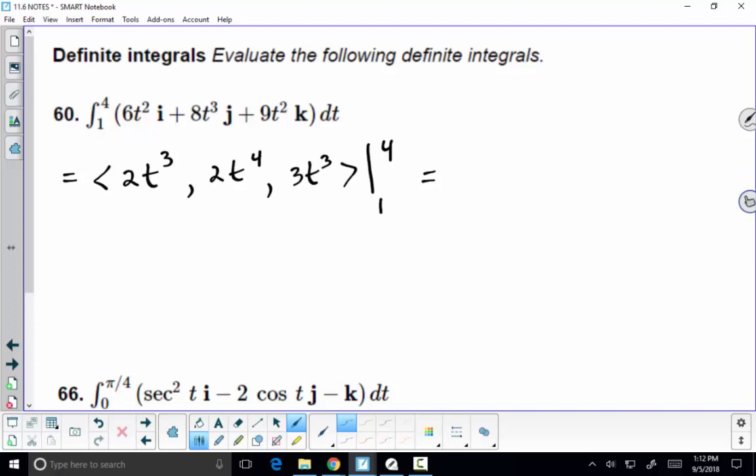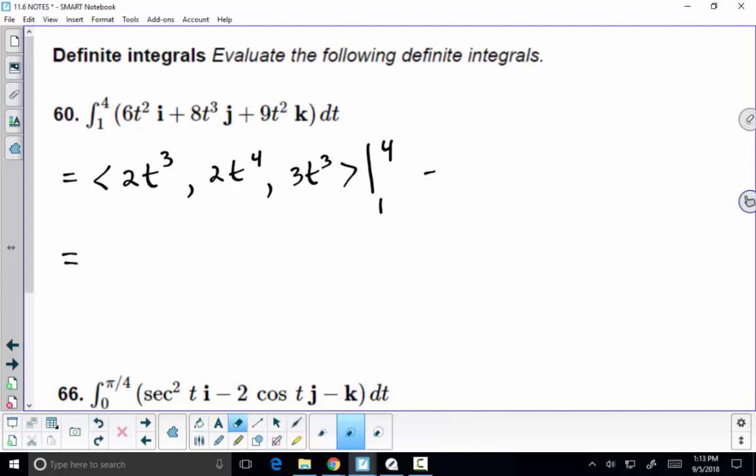Do we have to do it separately for each function? Say that again? Do we need to evaluate from 1 to 4 for each? Oh, we can do it all at once. Yeah, we could do it all at once. So let's do it all at once.